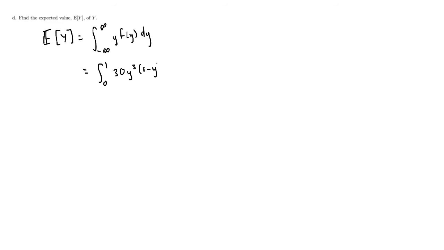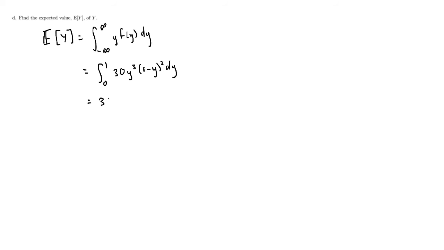Part D asks us to find the expected value of y. So the expected value of y is given by this formula, the integral over all the values of y of y times our PDF f of y dy. And so this will give us the integral from 0 to 1 of 30y cubed (1 minus y) all squared dy.